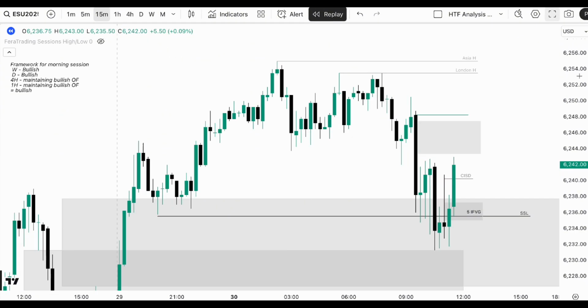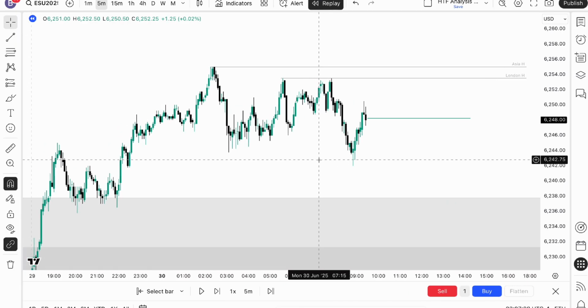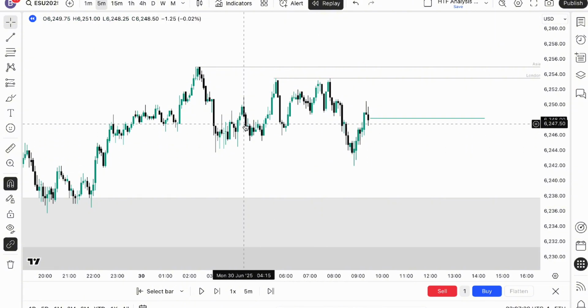Breaking it down now onto the 15-minute, we are going to be going over the framework for our morning session. We can see on the weekly we are bullish, daily bullish, 4-hour, as we showed, is maintaining that bullish order flow, as is the hour. So we are bullish for today on Monday, and that is the framework that we are going to be trading with. Onto the charts now so that we can look at price and watch as it prints.